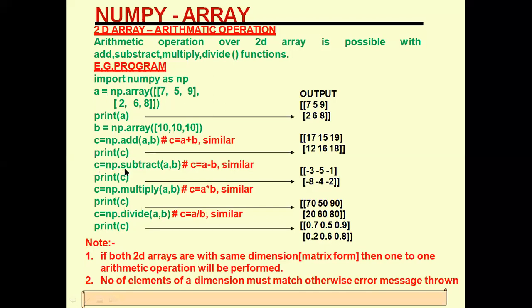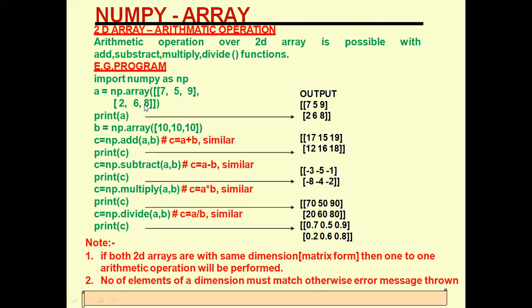c = np.subtract. Here subtraction can be used, with a, b. Here those values will be subtracted. After this, 7 minus 10, that is minus 3. 5 minus 10, that is minus 5. And 9 minus 10, that is minus 1.